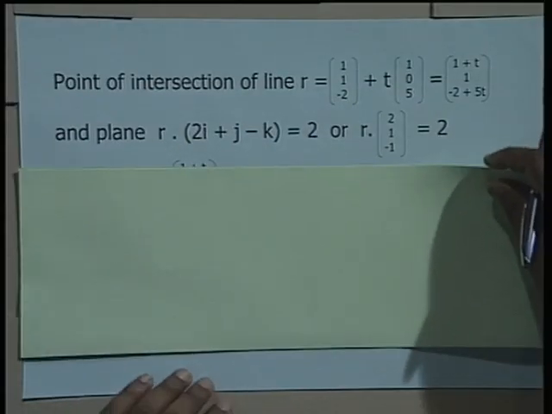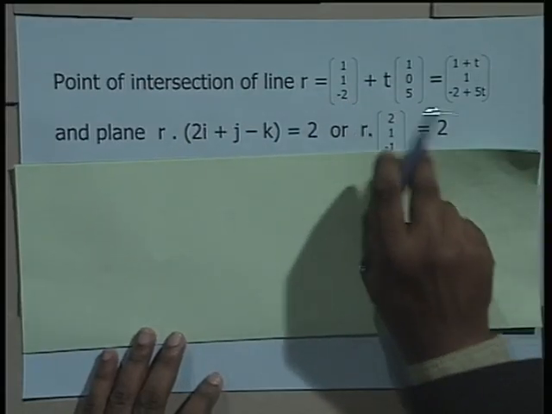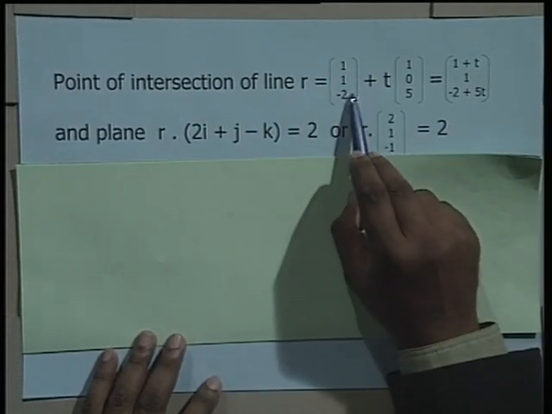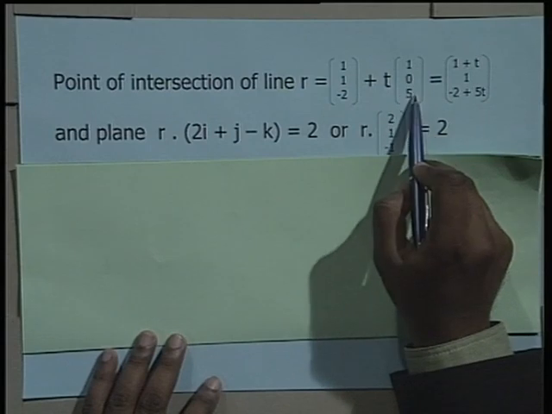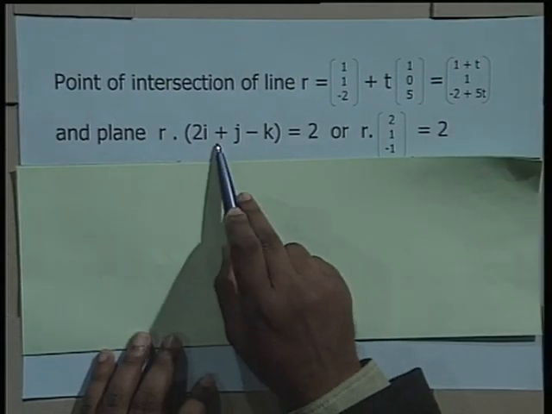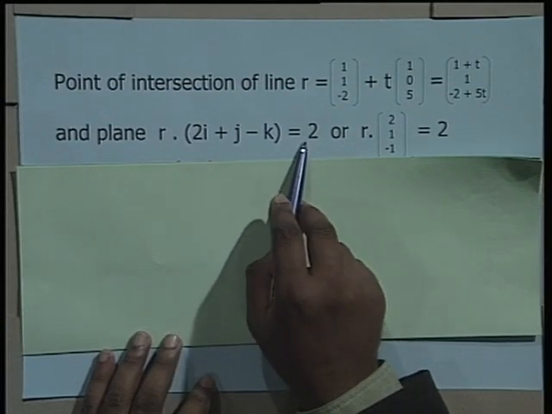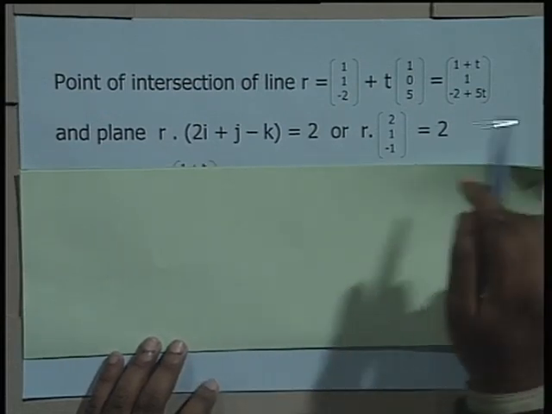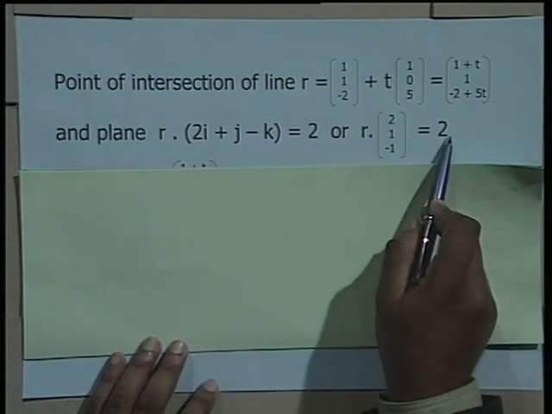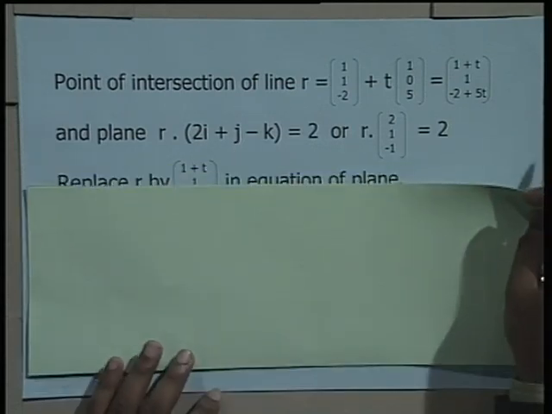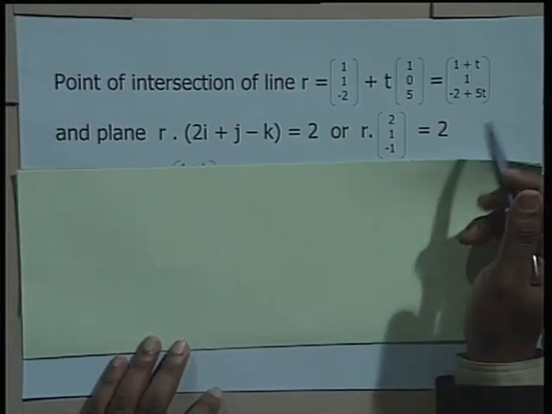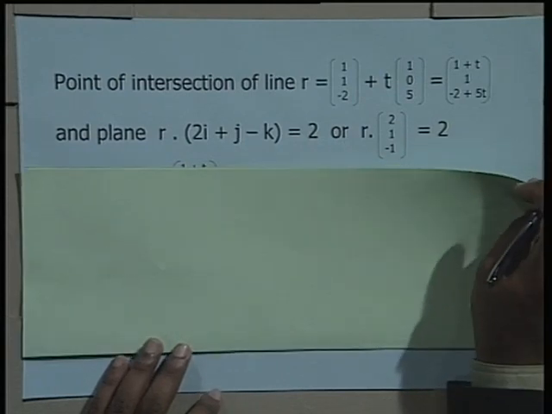Suppose that I have a line r = (1, 1, -2) + t(1, 0, 5), and a plane having equation r · (2i + j - k) = 2, or r · (2, 1, -1) = 2. To find the point of intersection of line and plane, the best strategy is to solve simultaneously.